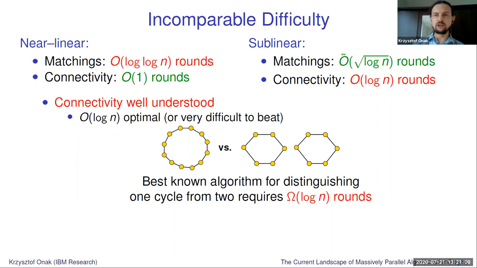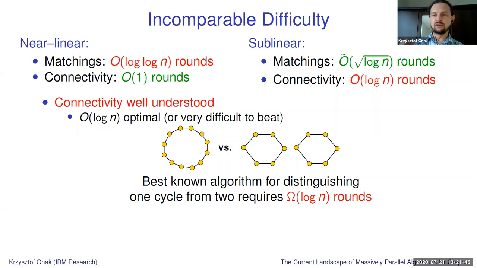So you either have a graph that is a cycle on n vertices, or you have two cycles on say n over two vertices, right? And you would love to distinguish which is the case, right? In the former, of course, it's a connected graph. In the latter, it's not, right? And it seems that log n is essentially the best thing we can do. It's really hard to explore what's happening along this cycle in this graph faster than log n rounds, right?